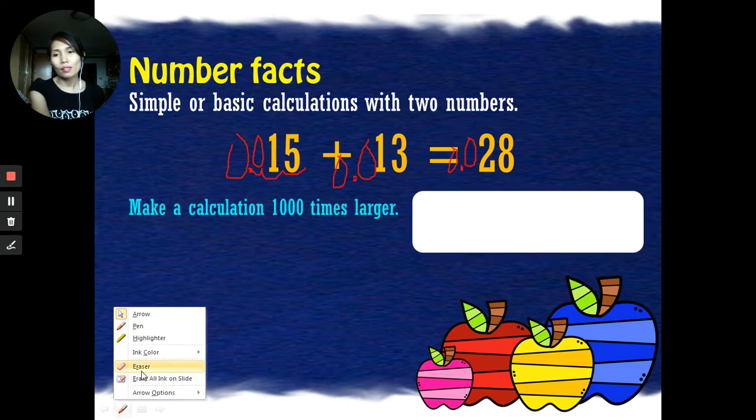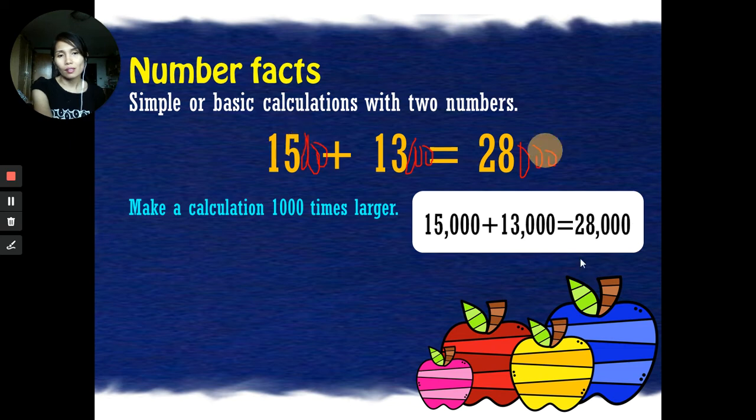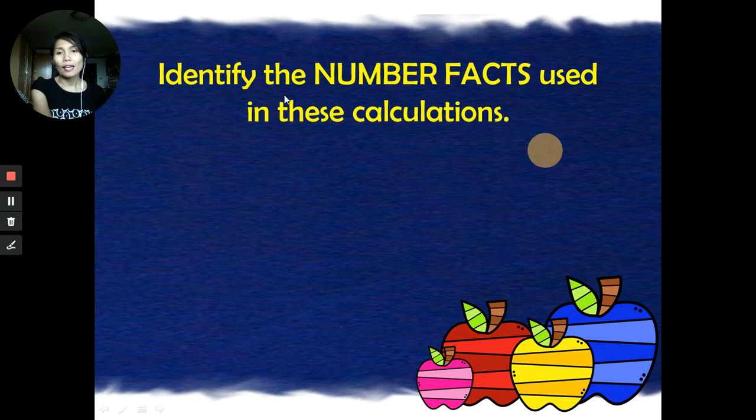Let's try to make this 1,000 times larger. That means you multiply by 1,000. So we will add 3 zeros, because thousands have 3 zeros. So 1, 2, 3. So 15,000 plus 13,000 equals 28,000. All right. Easy.